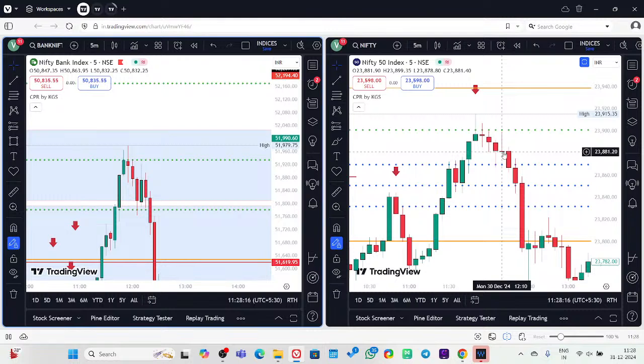You have to place your stop loss because anything can happen in the market. So you have to place your stop loss.